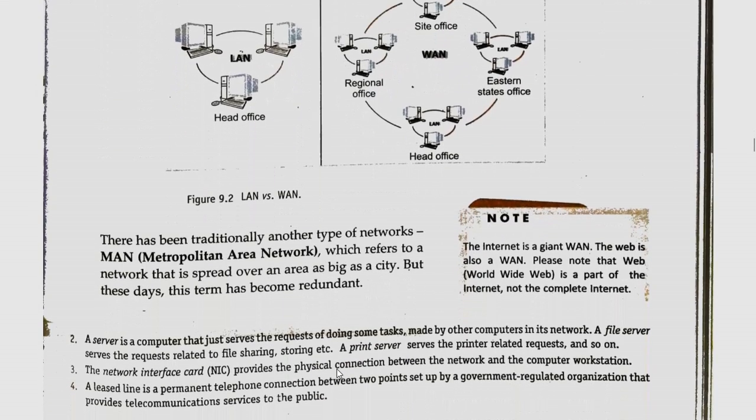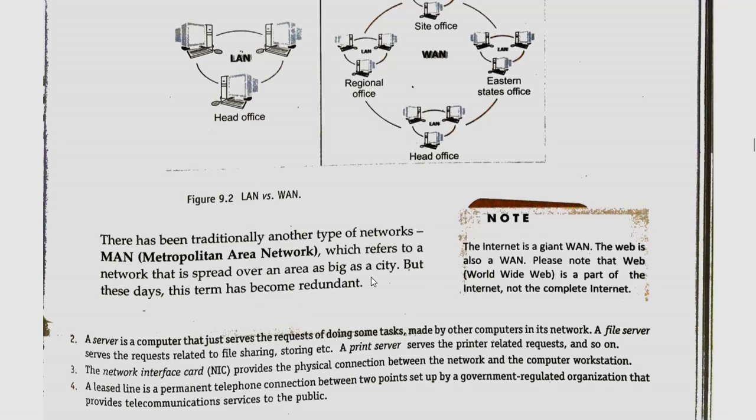Now let's move to the MAN. MAN is basically a metropolitan area network. Earlier it was used too much, but nowadays it is not too relevant because we have got good internet speed. A metropolitan area network covers a much higher area, limited to approximately as big as a city. If you want the whole communication to happen within a particular connection, you can create a MAN network there, and the whole city can be covered with this metropolitan area network. But these days this term has become redundant.